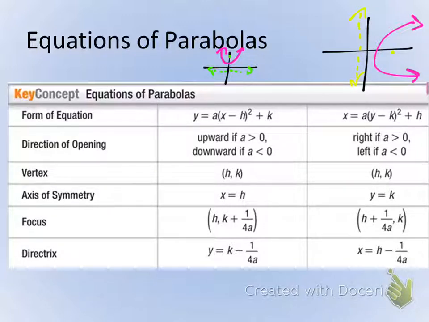Now, if you open left or right, some things change. First thing that changes is your formula itself. You switch from being y equals to being x equals. x equals a, parentheses, y minus k, quantity squared, plus h. Okay?